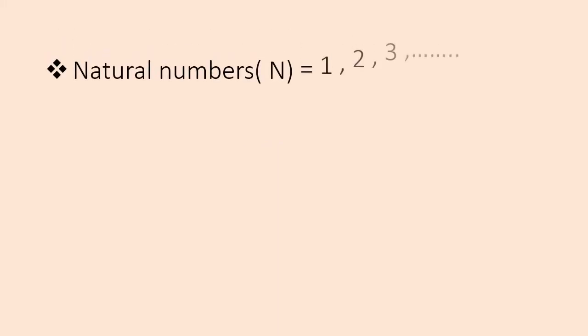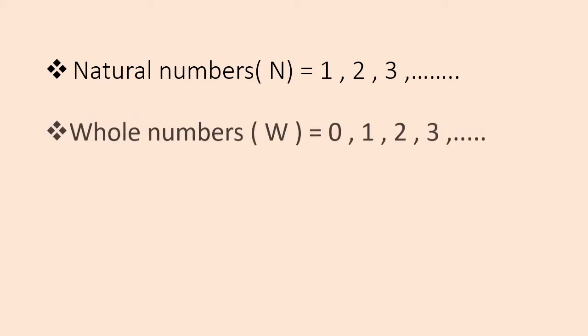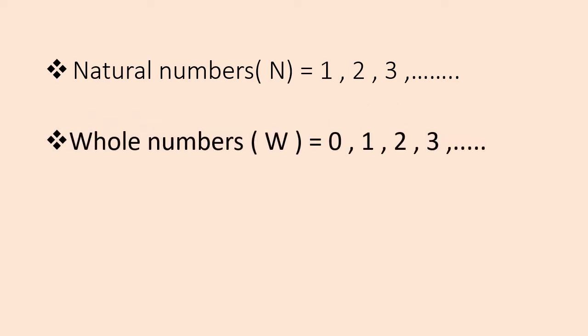In lower classes, you have studied about different types of numbers. The first one is natural numbers, counting numbers. Natural numbers are usually denoted by N, and the natural numbers are 1, 2, 3, etc. Next is whole numbers. Whole numbers are usually denoted by W. Whole numbers include 0 and the natural numbers, that is 0, 1, 2, 3, etc.